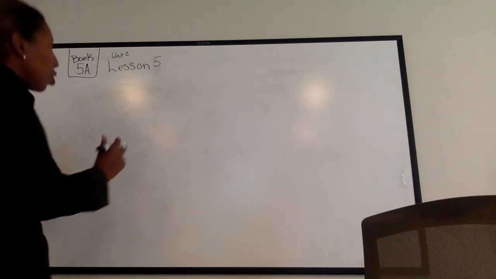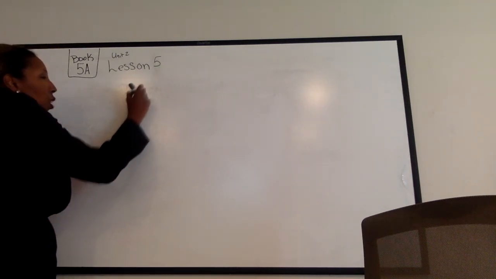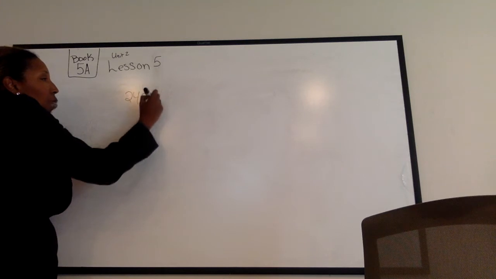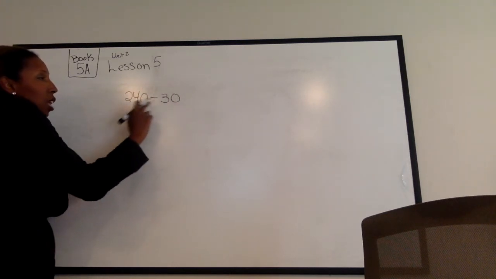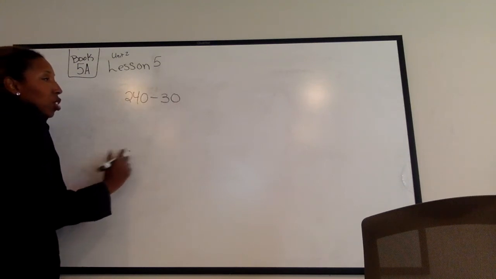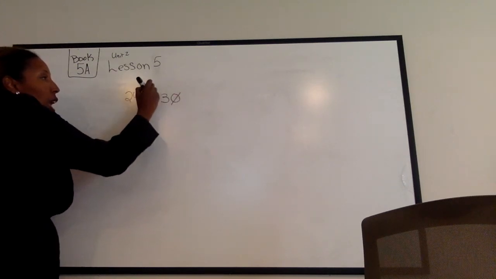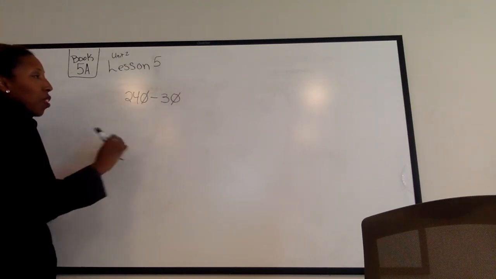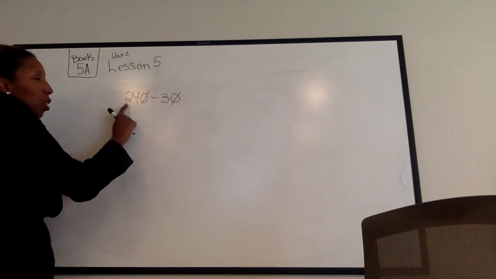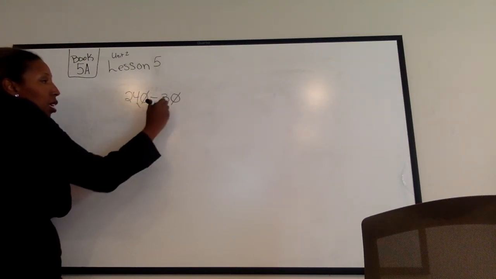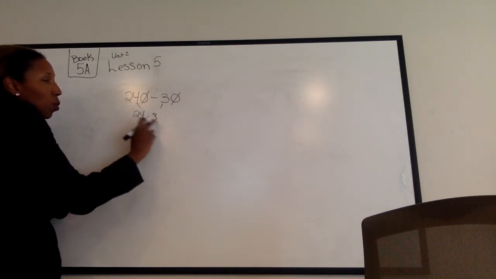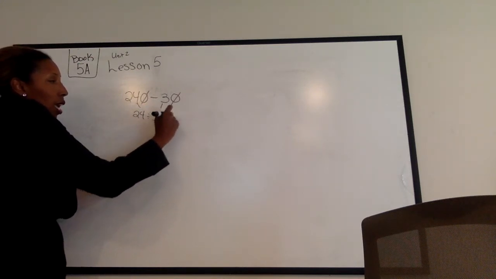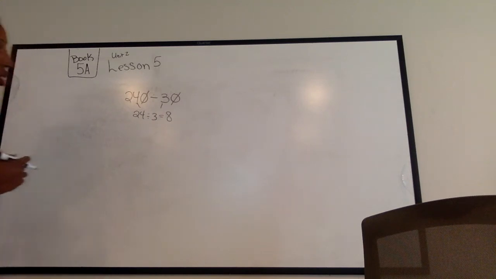If we have 240 divided by 30, I still have a 0 here, so I can get rid of that 0 and the 0. Now, the thing is I have 3 and 24. So basically, we're saying 24 divided by 3. Well, we know that equals 8. So that's your answer, 8.